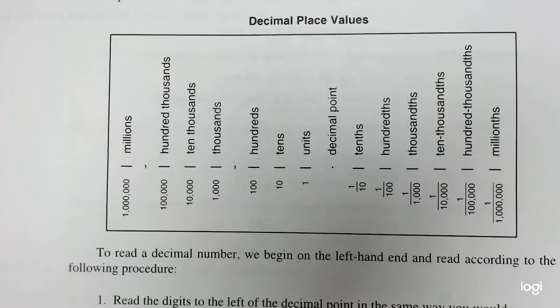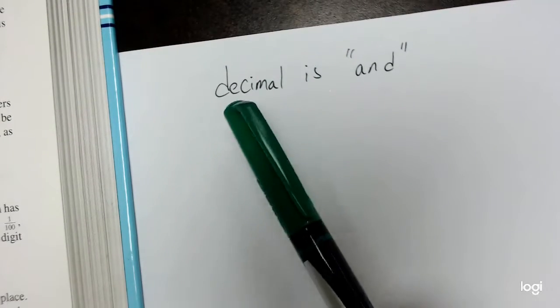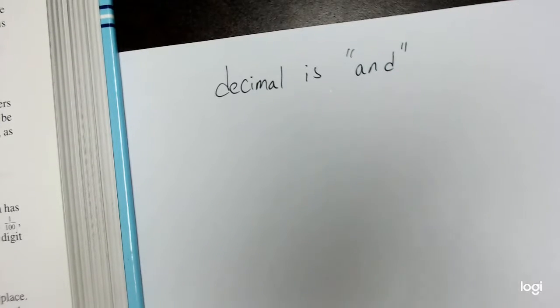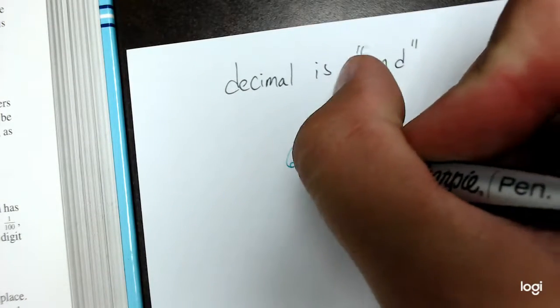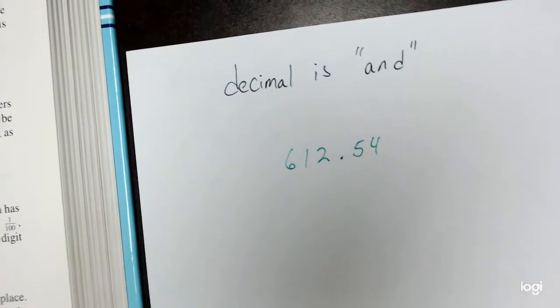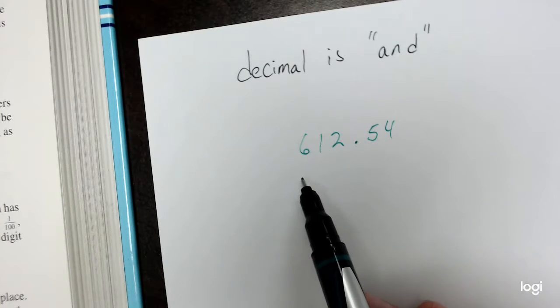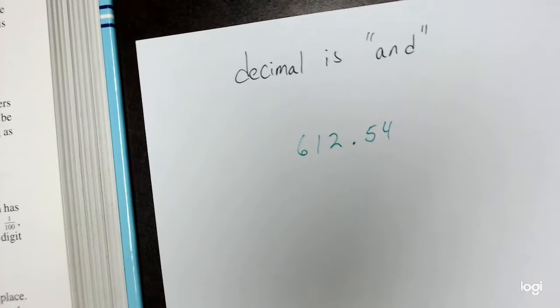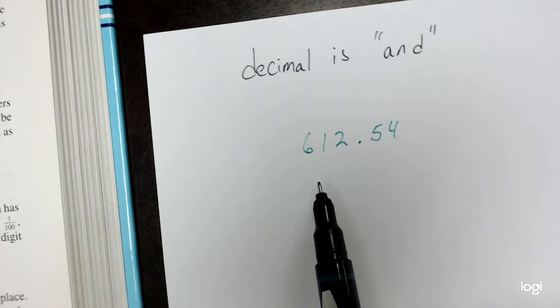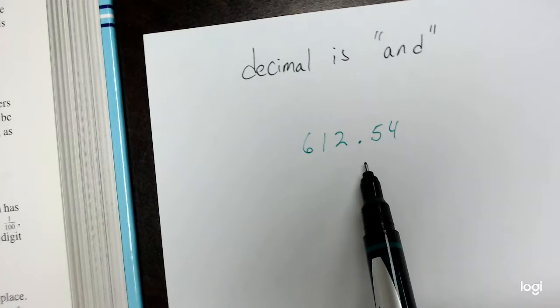Now, let's go on to reading and writing decimal numbers. The key to reading and writing decimal numbers is this piece right here, that the decimal is the word and. The decimal is the only place you will ever use the word and in a sentence, in writing a number. So for example, if we have the number 612.54, well, one, if you're reading it as 612.54, you're pronouncing it incorrectly. And two is that the decimal is the word and. So the way this number should be read is 612 and 54.